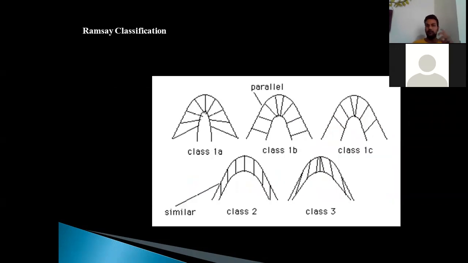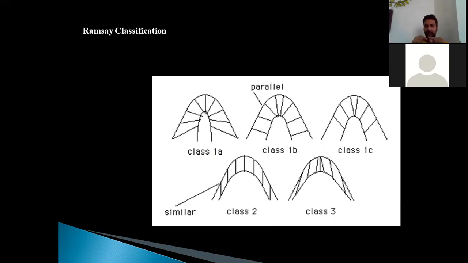Let us see the Ramsay classification. This is the well-known classification given by Ramsay. Here you have basically three types, that is class 1, class 2, and class 3. So actually it depends upon the curvature of the inner line and outer line. Basically, when there is a fold, you can see that the outer exterior has a different dip and the interior has a different dip.